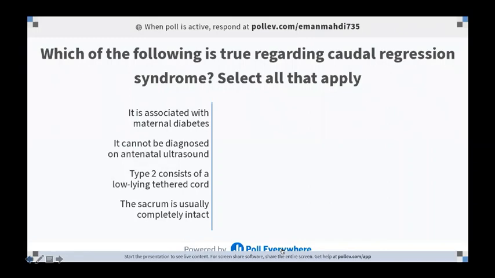I mean, it's select all that apply, so you can select two. You don't need to change the answers.